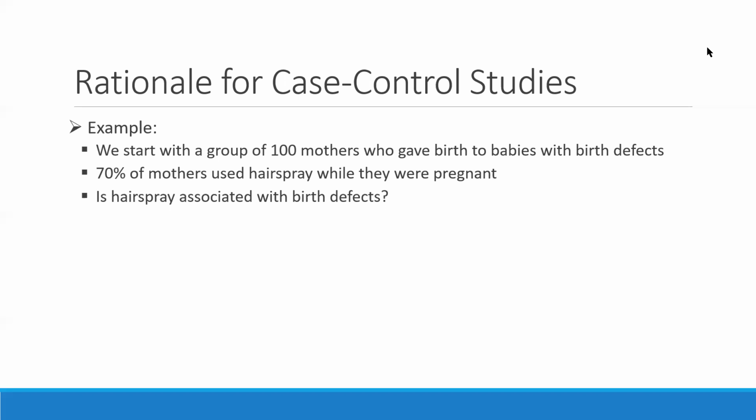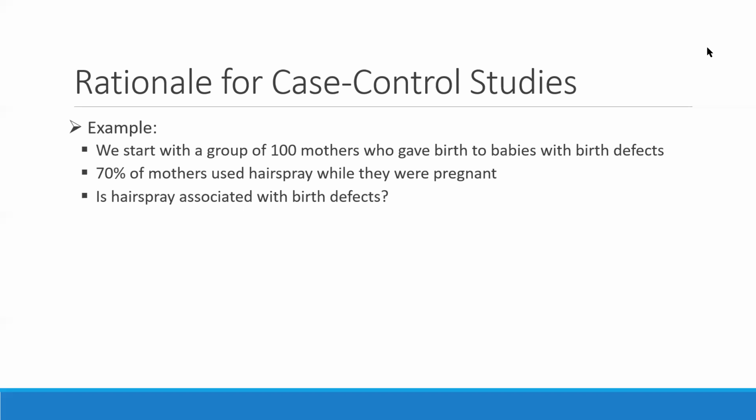But you can start with 100 mothers who gave birth to babies with congenital malformations, and then you ask them, did you use hairspray during pregnancy? And you find that 70% of them had used hairspray during their pregnancy. That in itself doesn't tell you anything. It doesn't tell you whether hairspray is associated with the outcome that you're interested in.